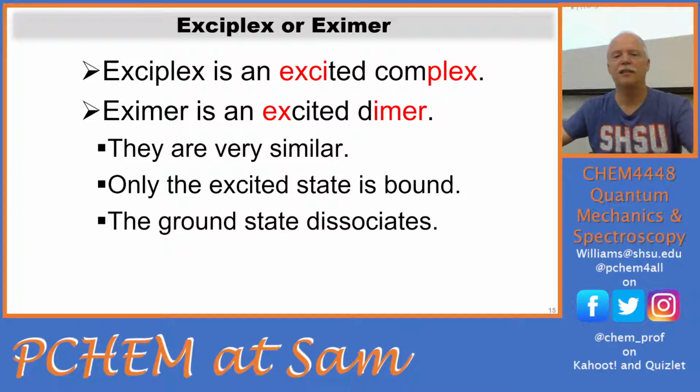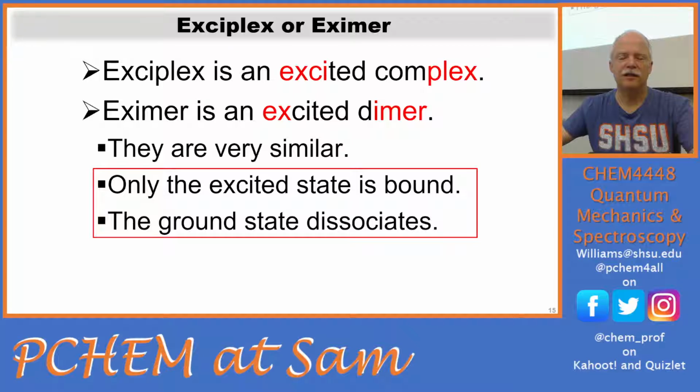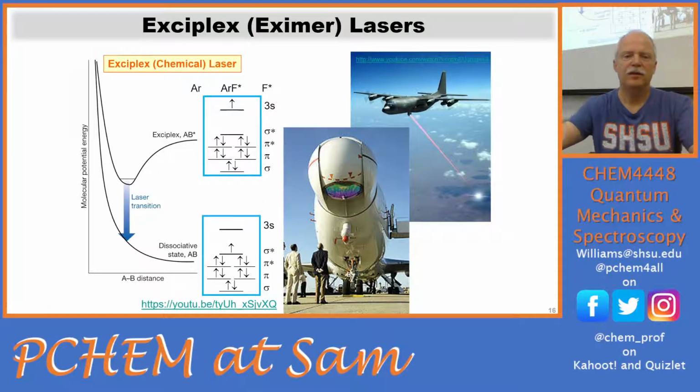Another way is an Exciplex, or an excited state complex. You hear these two names sort of used interchangeably. There's also an Excimer laser, but it uses the same idea. That's an excited dimer. Okay. And so let's look at the energy level diagram here. So this is an argon fluorine Exciplex laser. And this is a pretty crazy thing. The excited state potential energy surface looks like this.